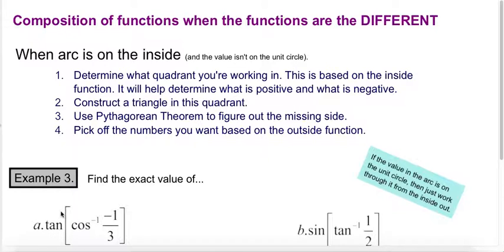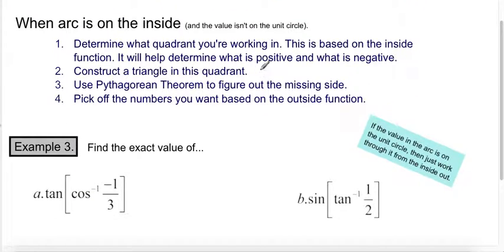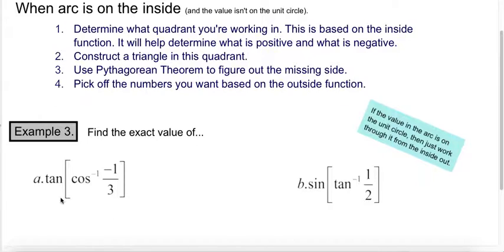But the examples that I'm going to be doing are a little trickier, and they're examples in which the value isn't on the unit circle. Okay, so we're talking about the composition of functions when the arc is on the inside and your value isn't on the unit circle. So I'm going to do example 3a while I'm going through these blue directions up here, just to kind of lay out the process a little more.